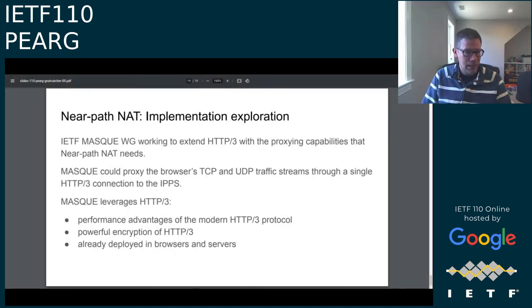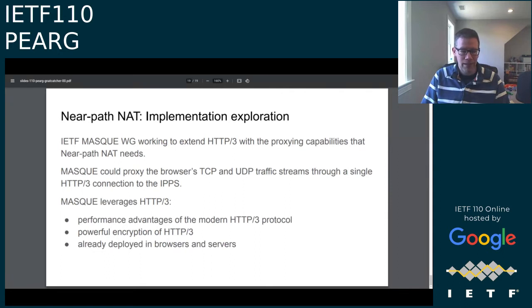When we thought about how we can implement the near-path NAT, we looked around at a few different technologies for doing that. The explainer compares and contrasts a few of them. The thing that really seemed like a perfect match to the needs was the MASQUE protocol that the IETF MASQUE working group is working on. It's basically extending HTTP3 with proxying capabilities. Like that diagram showed before, you have an HTTP3 connection to the IPPS, and then in there are TCP and UDP streams. So it's a pretty good match.